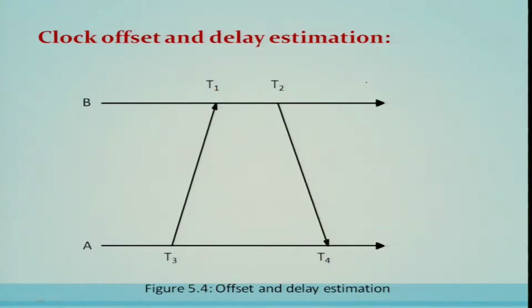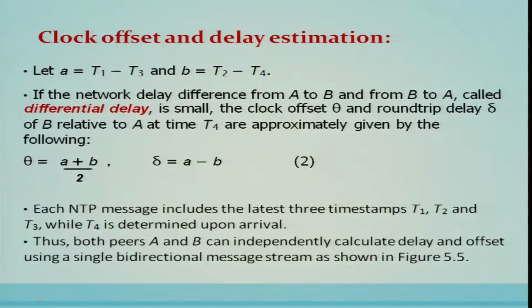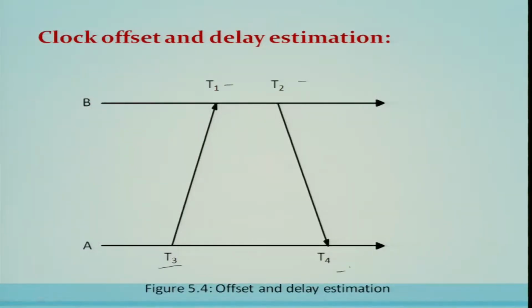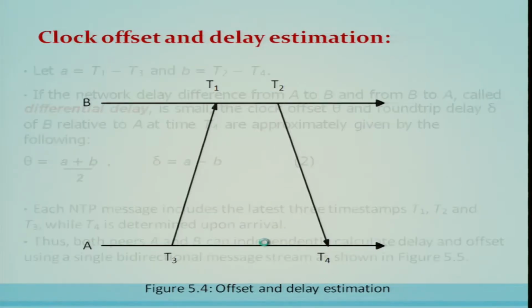So these are the 4 times we have now shown, and we are going to use them for offset and delay estimation. Now a is equal to T1 minus T3. So this portion will become a, that is T1 minus T3, and here this portion will become b, that is T2 minus T4, and this is used to calculate the offset and delay.